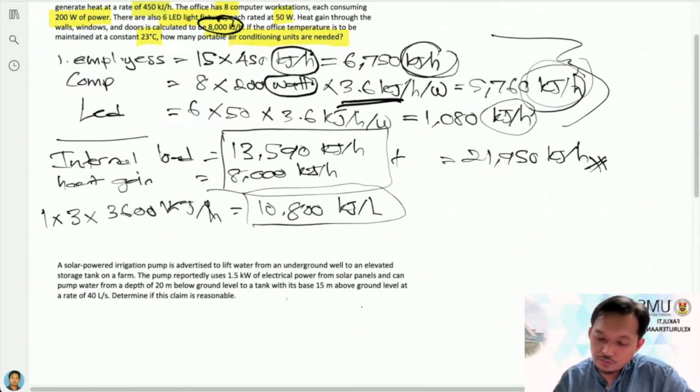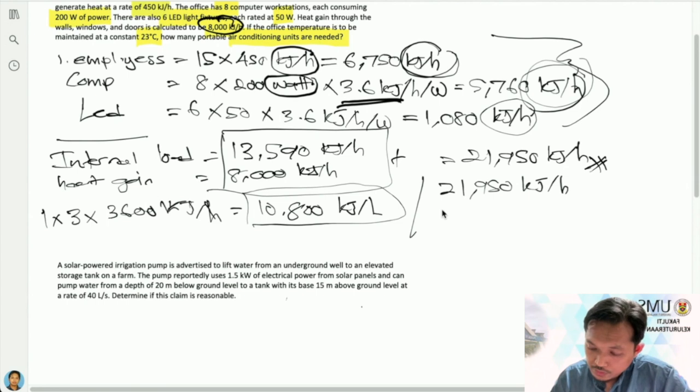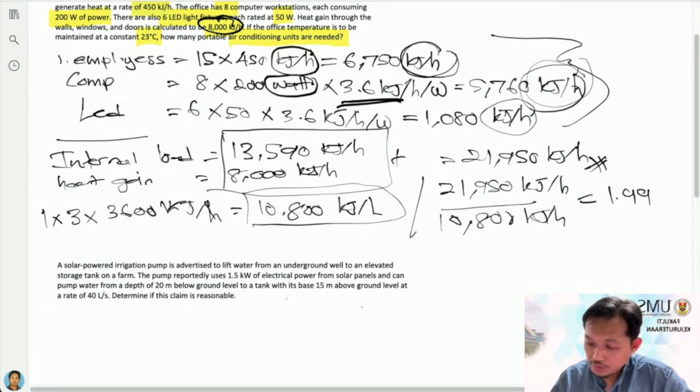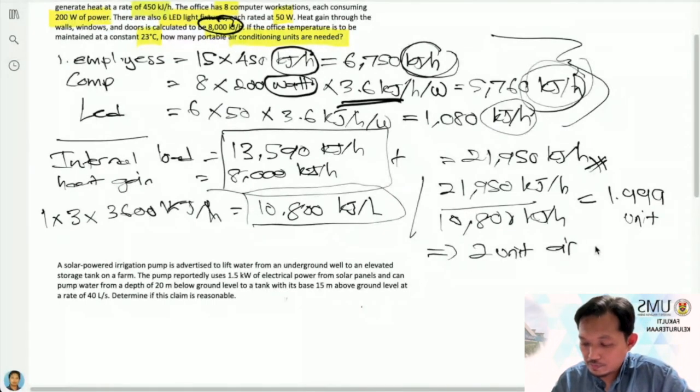So for the number of units, you simply divide these two values. 21,950 kilojoule per hour divided by 10,800 kilojoule per hour. You should get 1.999 units. But of course, you cannot use 1.9 units, right? You either use 1 unit, 2 units or 3 units. So in this case, we simply use 2 units of air conditioning unit.